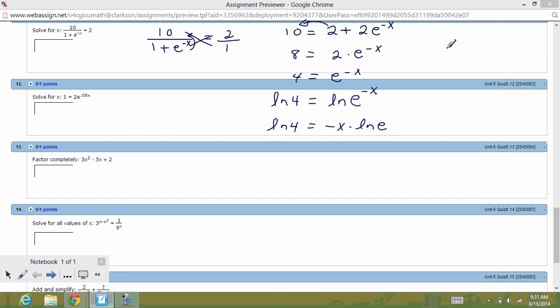And again, that law, had a few people ask about this. That's log a to the b power. That's equivalent to b times the log of a. And so that's all that's being executed from here to here. And again, we'll mention natural log of e is 1. So that's the advantage of using log base e, natural log. Right? And so we've got negative x equals the natural log 4. And so x would be the negative of the natural log 4.